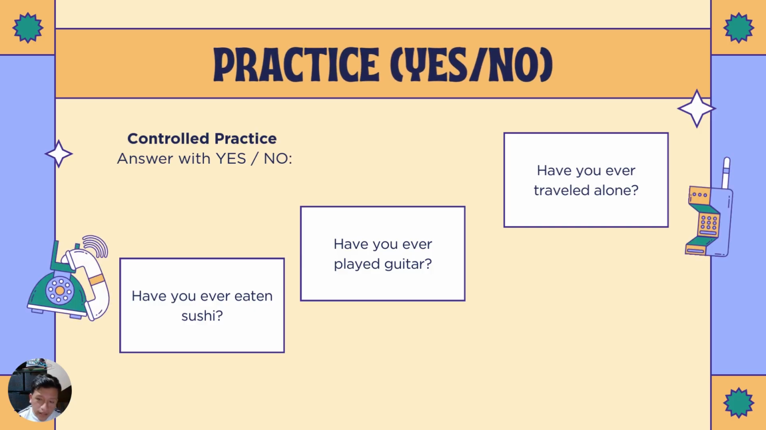Practice, yes or no. Now we move into the practice stage. Students answer these questions with yes or no. Have you ever eaten sushi? Have you ever played guitar? Have you ever traveled alone? This practice is controlled because students only choose between two options. It helps them feel confident before speaking more freely.